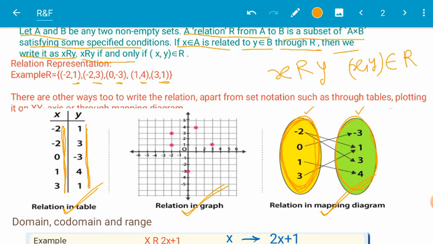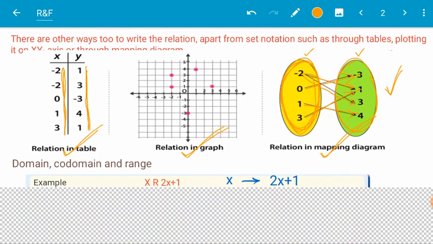The first ordered pair is (-2, 1), so from -2 to 1 you put an arrow mark like this. Second, -2 to 3, again you give an arrow mark. Next, 0 to -3, arrow mark. 1 to 4, arrow mark. 3 to 1, arrow mark. If you represent it like this, it is called representation of a relation in a mapping diagram.